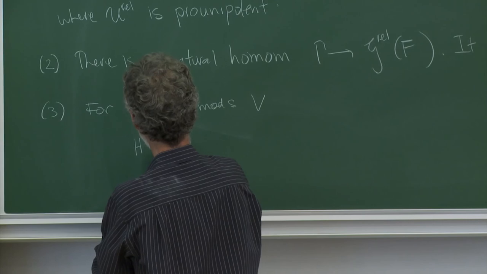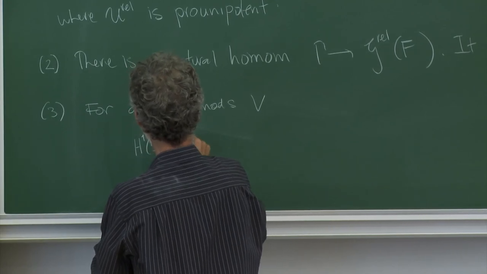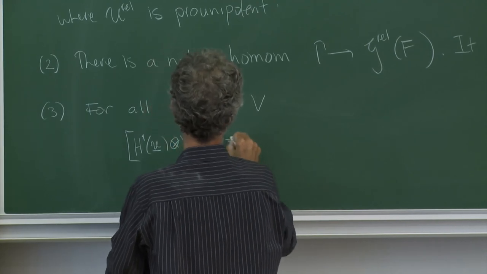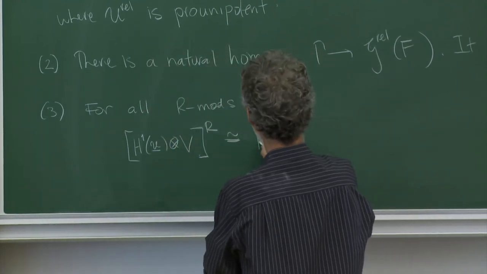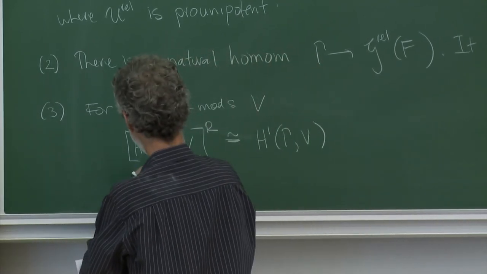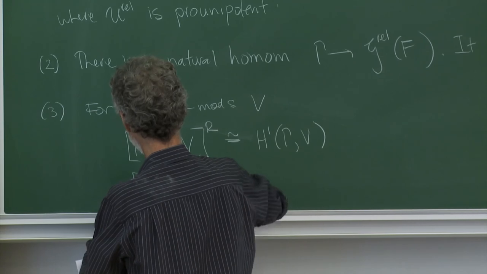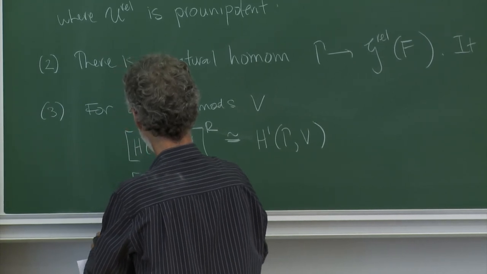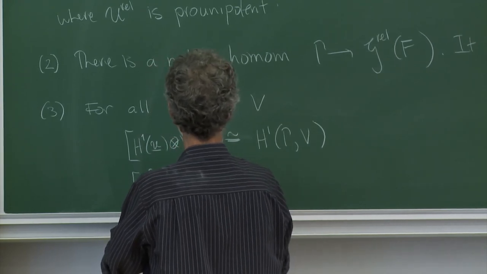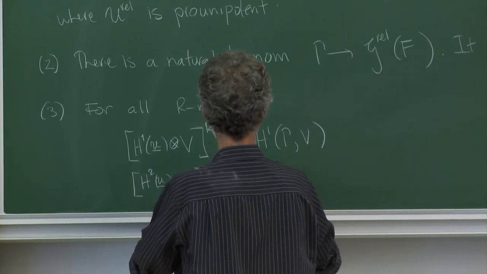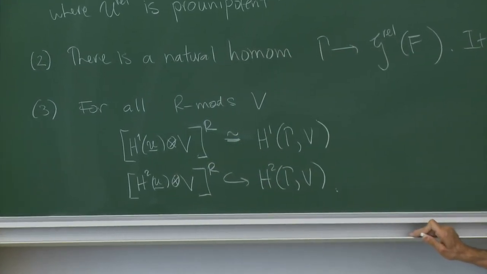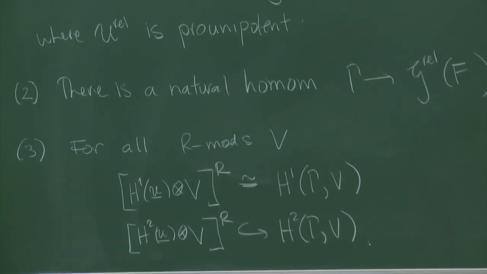H1 of U tensored with V, take R invariance, is isomorphic to H1 of gamma with coefficients in V. And H2 of U tensor V, R invariance, injects into H2 of gamma with coefficients in V. So let's put this here.